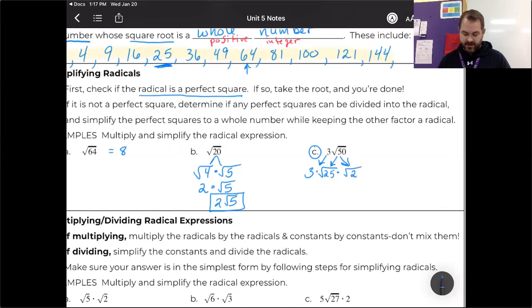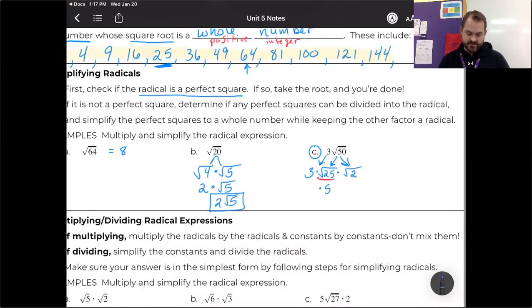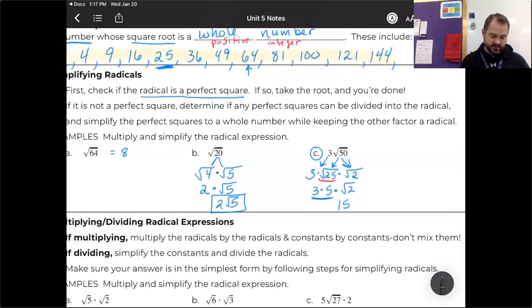Now I can simplify this part. The square root of 25 is 5. Everything else drops down, and I see if there's anything else I can simplify. Well, the two numbers that are outside the radical now can be multiplied back together, 3 times 5. So I'm going to multiply those together and get 15, and I'm going to bring down the radical 2, or square root of 2, at the end. We always put our square root factor that's left over at the very end.